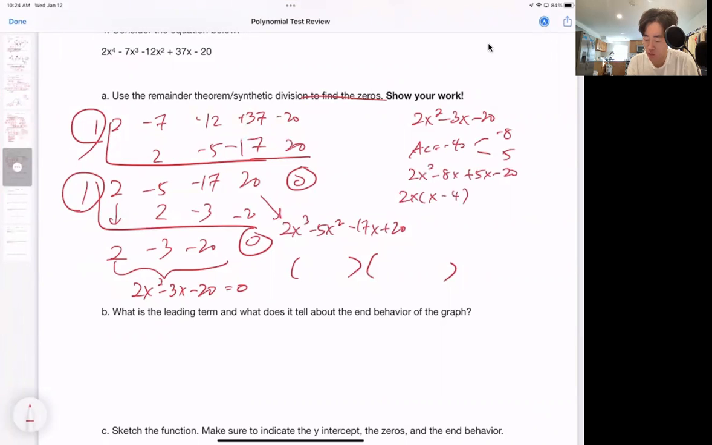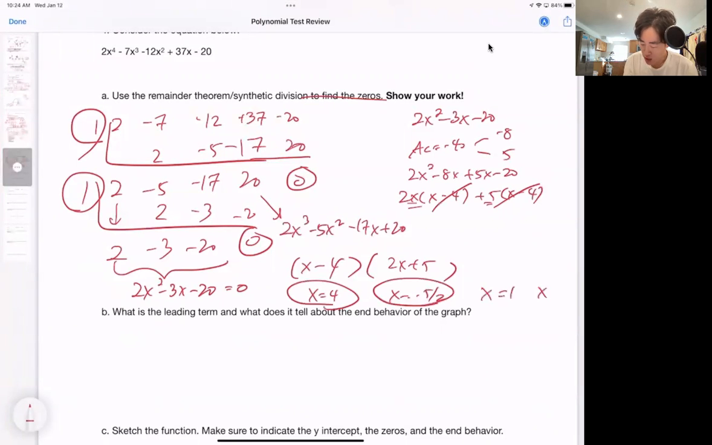2x(x minus 4) plus 5 times (x minus 4). So these two would be one of my factors. 2x plus 5 is remaining, so that's my other factor right there. So I want to find out all the zeros. So x equals 4, x equals negative 5 over 2, and then x equals 1, x equals 1. These 4 would be my zeros.